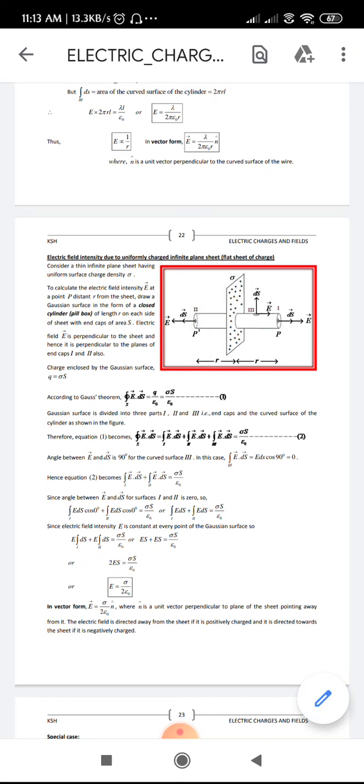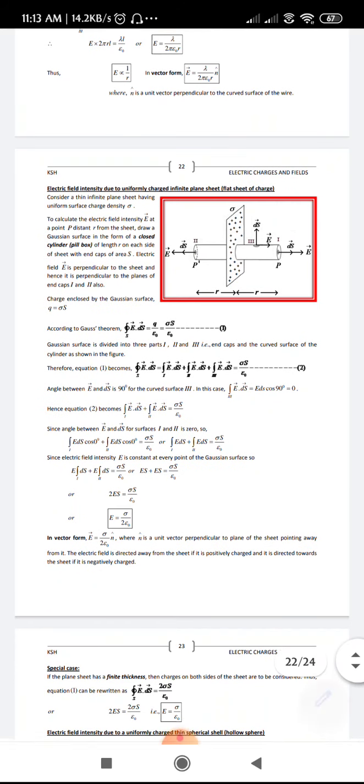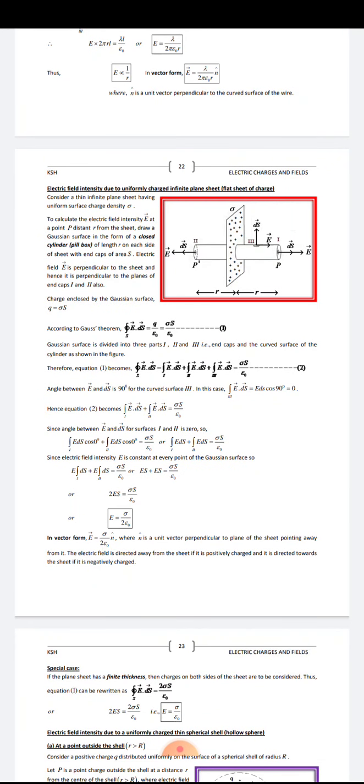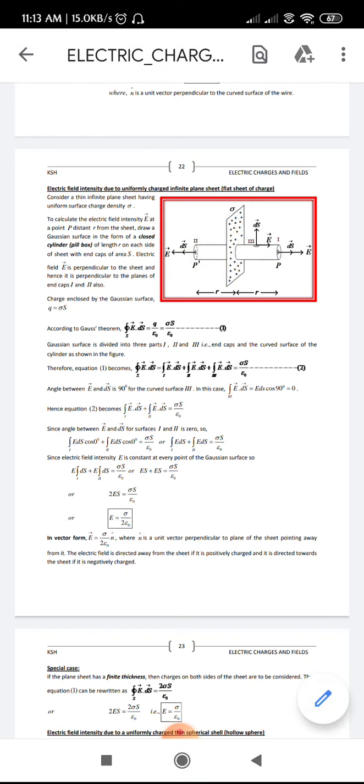So the next line: E integral of the first part ds plus E integral of the second part ds is equal to sigma s divided by epsilon naught, or it can be written as Es plus Es is equal to sigma s divided by epsilon naught. That is nothing but 2Es is equal to sigma s divided by epsilon naught. So E is equal to sigma divided by 2 epsilon naught.